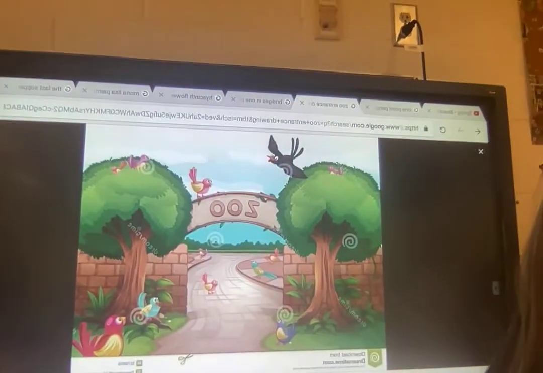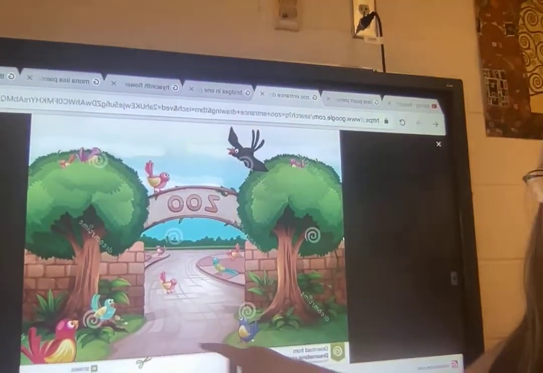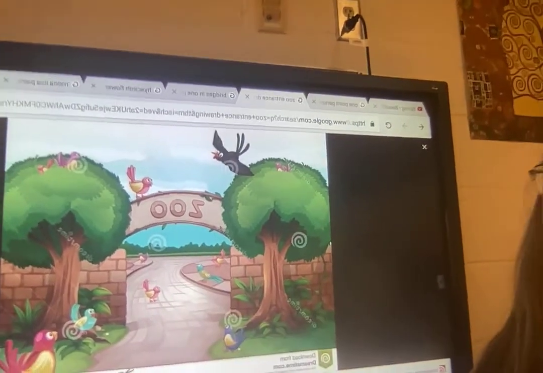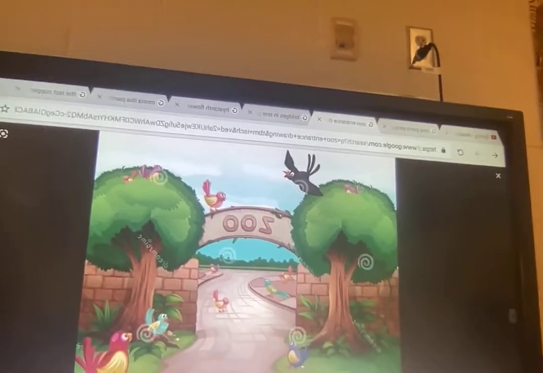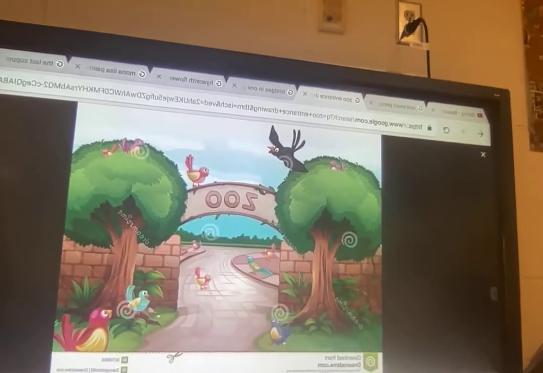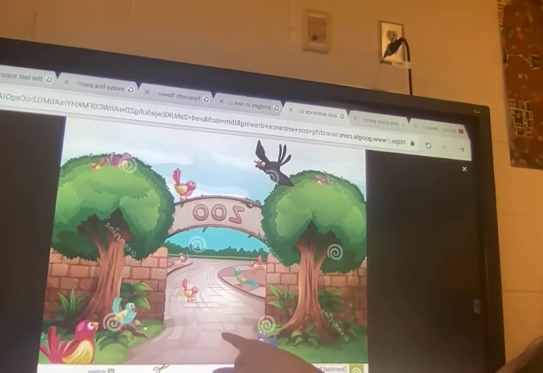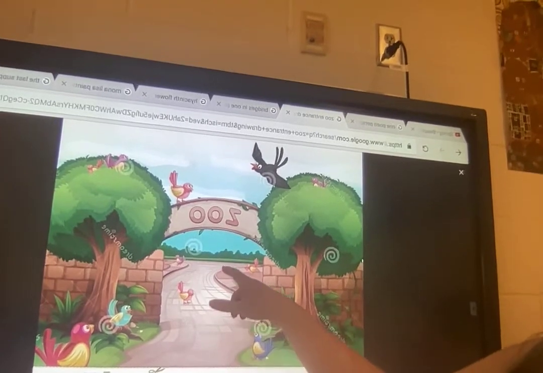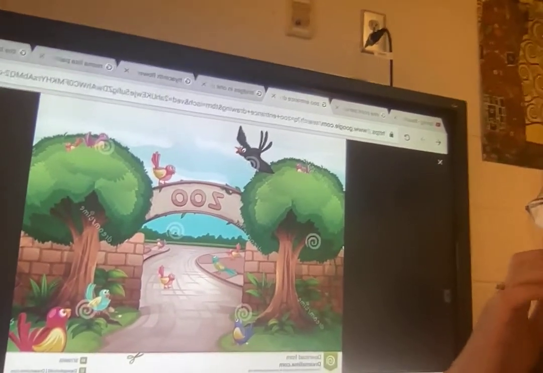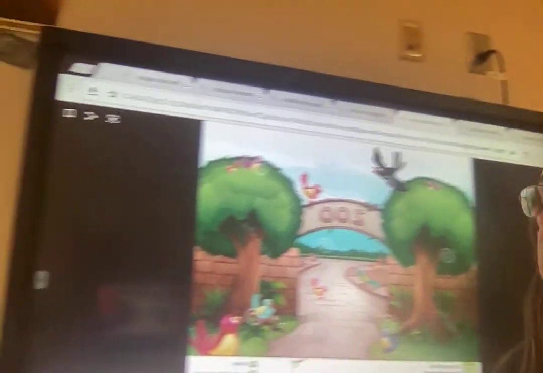So we're going to use perspective too to make it look like the path is getting farther and farther away. Like this one I found on YouTube. It's kind of a cartoon picture. It looks like an entrance to the zoo. So the path is wider here at the front and it gets smaller and smaller as it gets farther away. We're going to do that too in our zoo. So it looks like we're going through the zoo.